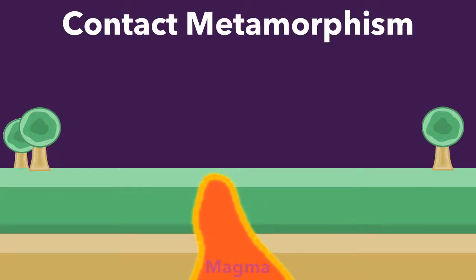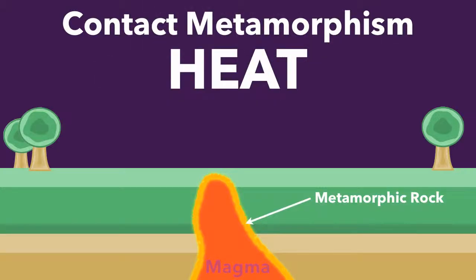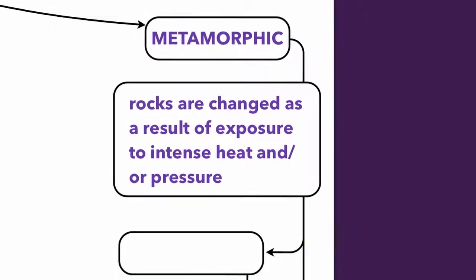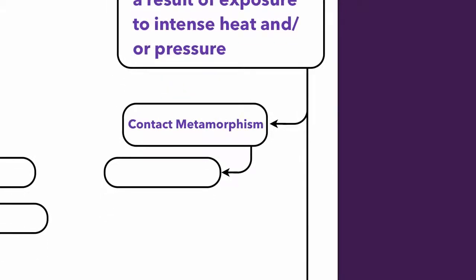That burning causes them to change or metamorphosize into something new. So anywhere you see the orange, you're going to have some metamorphic rock. This is caused primarily by heat. Let's fill this in on our flowchart. Okay, so the first type is contact metamorphism, and this is caused by contact with heat. Whenever a rock comes into contact with magma or lava, it is burned or metamorphosized by that heat.